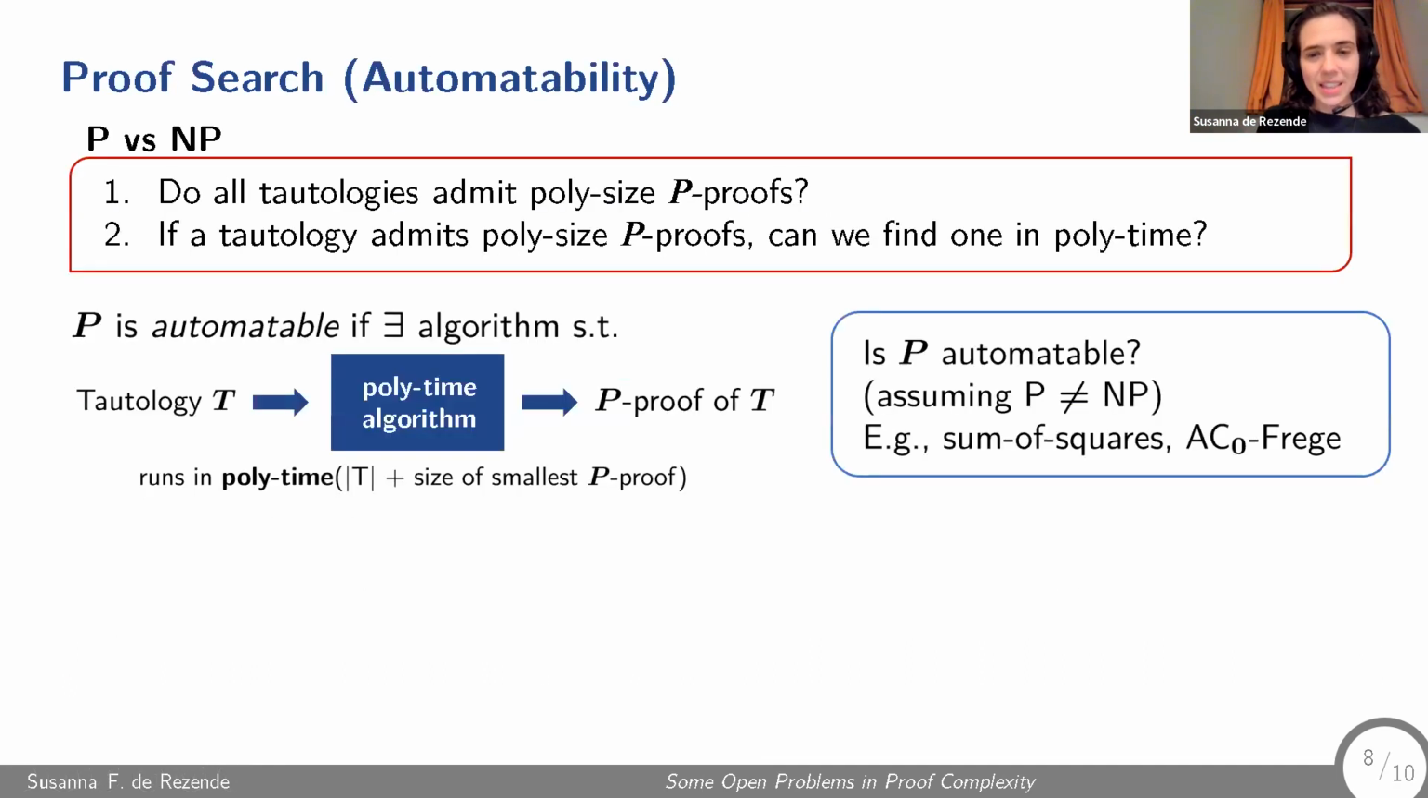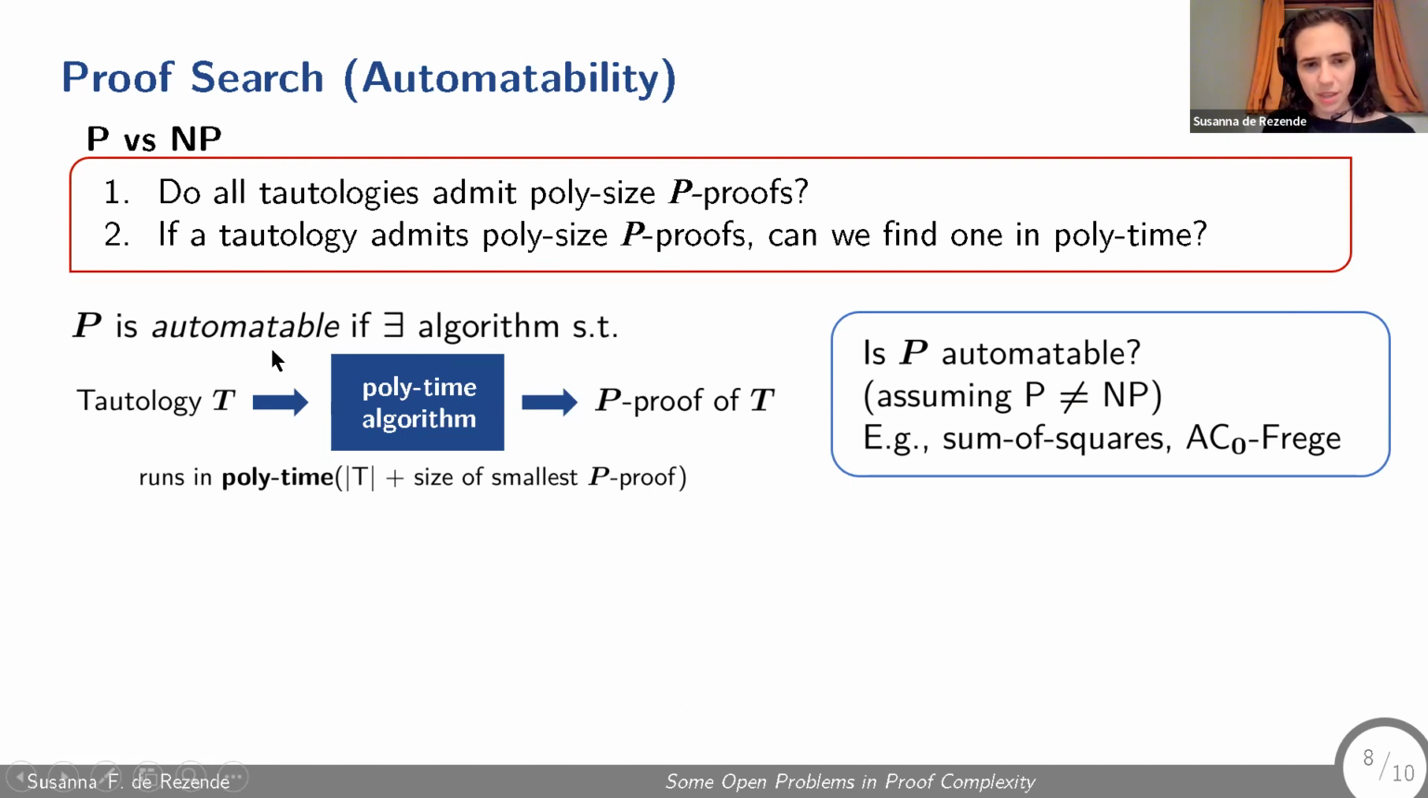Okay, and then earlier today we talked about proof search. With regard to proof search, we can talk about automatability, which has to do with this second question: if a tautology admits a small proof, can we find it in polynomial time?